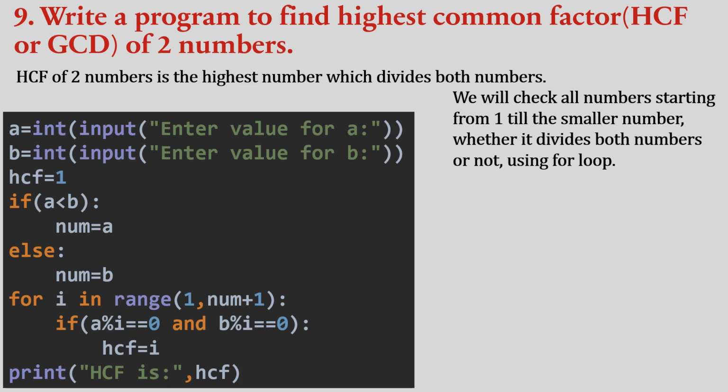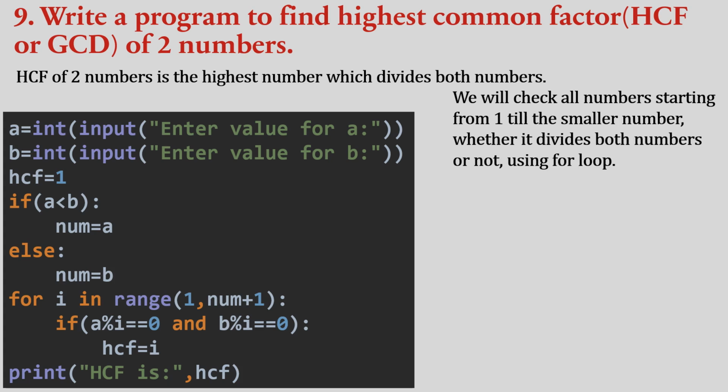Now our for loop will range from 1 to this smaller number. So for that purpose we write for I in range 1 to num plus 1. Now if I is divisible by both A and B, then that I value should be stored in a variable HCF. HCF will be assigned with that value I. Like this the loop will continue.